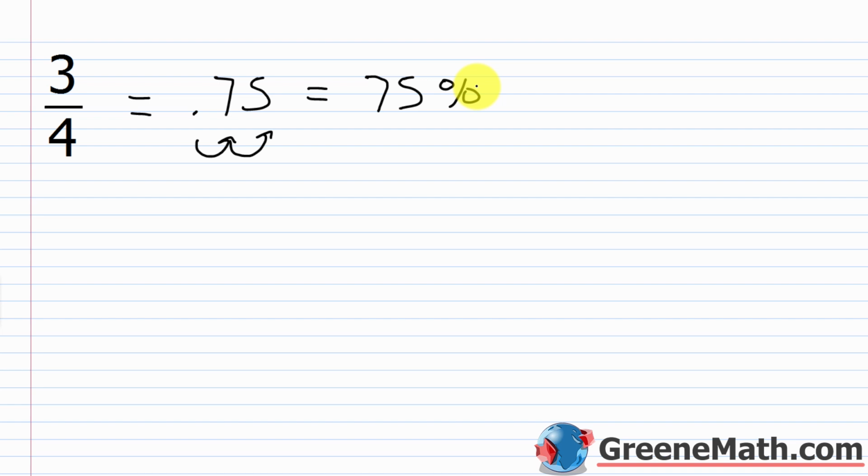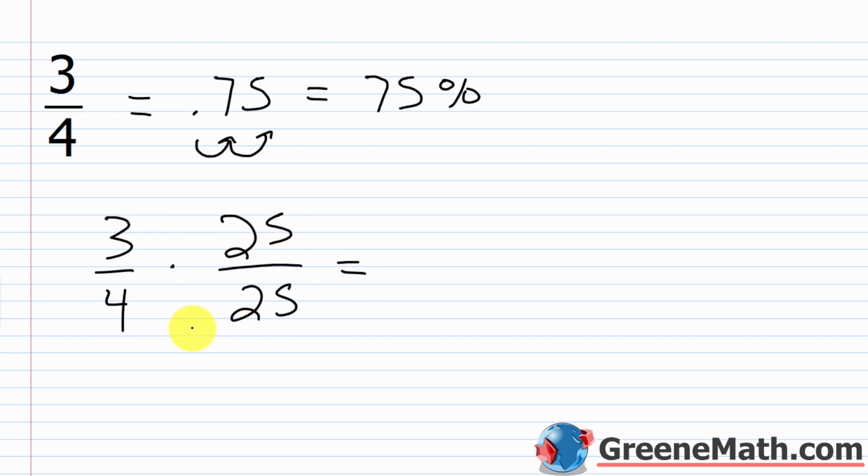Now, again, the quicker way to do this would have been to say, okay, I have 3/4, and I can multiply 4 times what to get to 100? Well, if you don't know, the answer to that is 25. Again, take 100 and divide by 4. 100 divided by 4 is 25, so therefore 4 times 25 is 100. You can always use little tricks like that to get what you're looking for. So we would multiply by 25 over 25, since that would give me a denominator of 100. And 3 times 25 is 75.